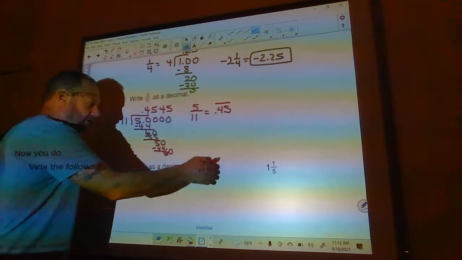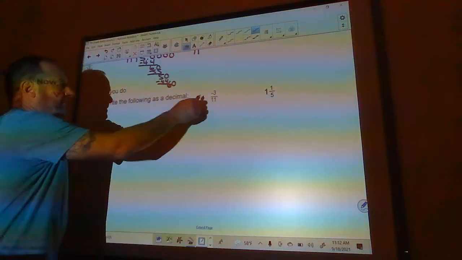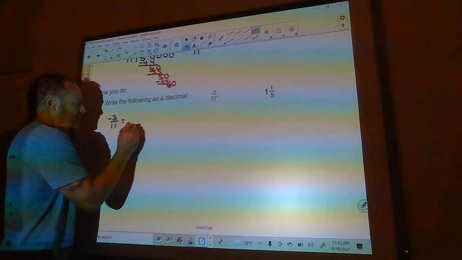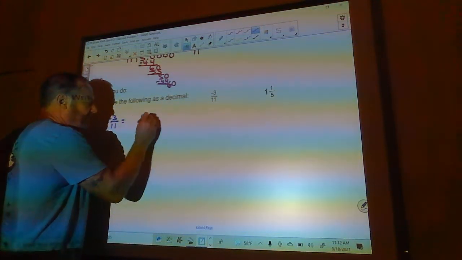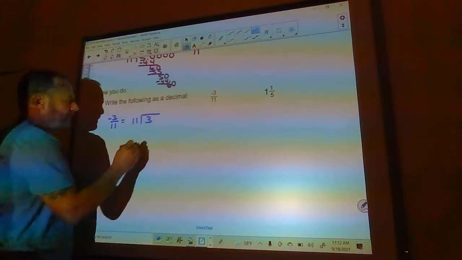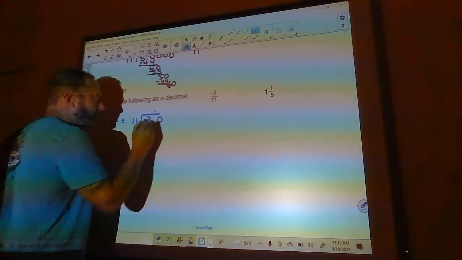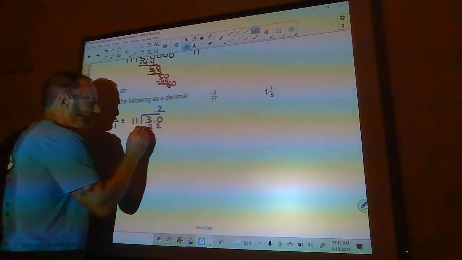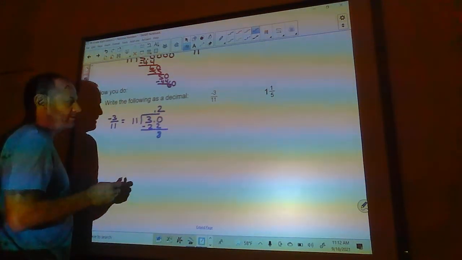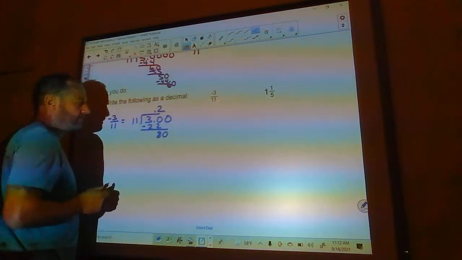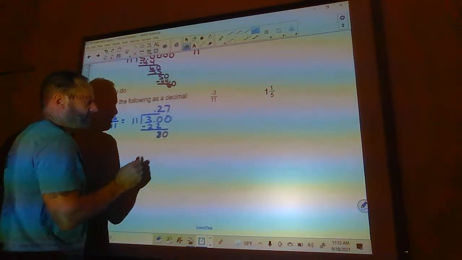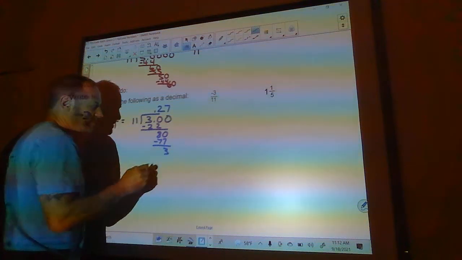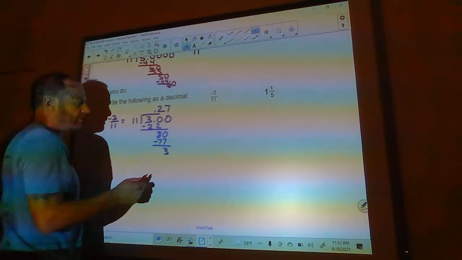Okay, this is actually the harder one. So I'm just going to kind of ignore the negative for a minute. So this means 3 divided by 11. Put my decimal here, bring my decimal up. That will go in there twice, that's 22. That leaves me with 8. Drop down another 0. That will go in there 7 times. 7 times 11 is 77. Subtract, that leaves me with 3. Oh, look, my pattern's going to start over again, right?